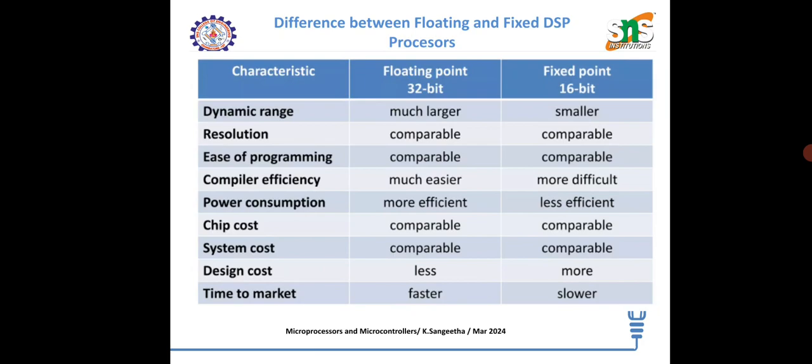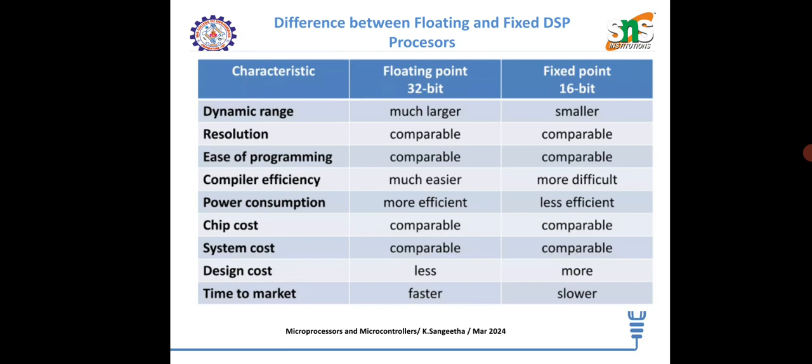Next we will see the table of different characteristics for floating point and fixed point. The floating point processors are 32-bit and fixed point 16-bit. The dynamic range is much larger in floating point and smaller in fixed point. Resolution is comparable in both processors, and ease of programming is comparable in both processors.